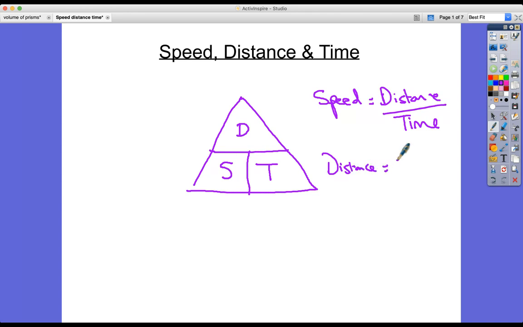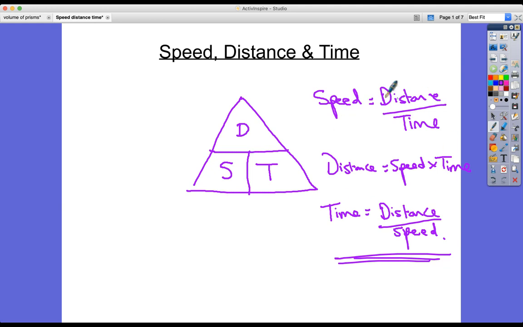Distance at the top equals speed multiplied by time. And on the right-hand side now, the third one, if we make time the subject of the equation, then time is equal to distance divided by speed. Okay, so these on their own are quite difficult to remember, all right? But as soon as you've got the formula triangle, things become much clearer and much easier to remember.